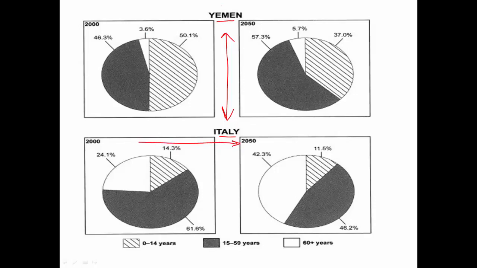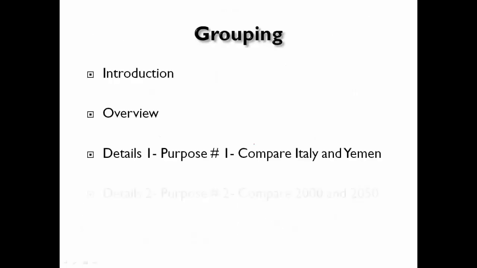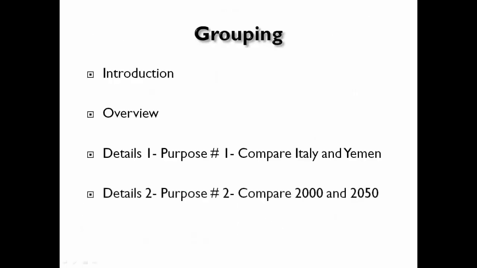So the most logical thing to do is have one paragraph that compares Yemen and Italy in the past, 2000, and then one paragraph that compares the two dates, 2000 and 2050, for both countries. So the grouping is going to look like this. Purpose number 1, compare Italy and Yemen. Purpose number 2, compare 2000 and 2050.